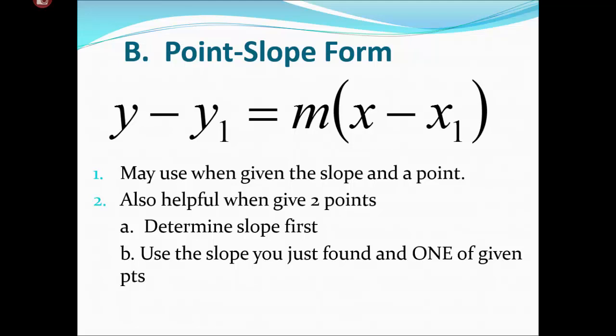If you're given 2 points first, you have to determine the slope, and then you use the slope and one of the given points. That just means you have a choice. It doesn't matter which point you use.